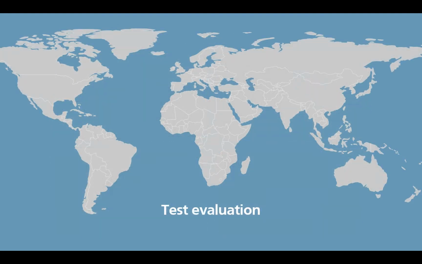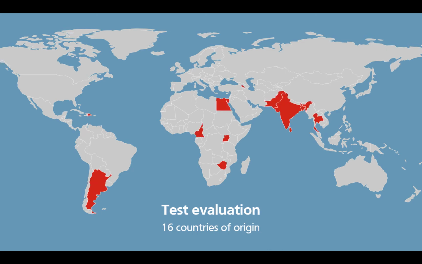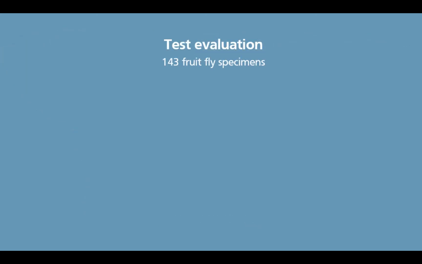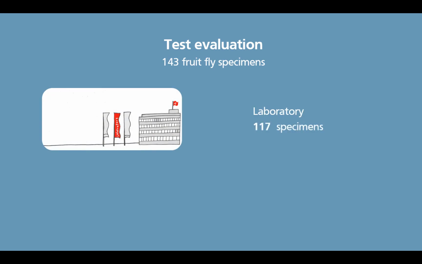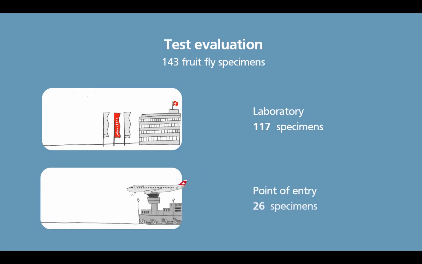During the evaluation of the developed LAMP assay, a total of 143 fruit flies from 16 different countries of origin were tested. Of 143 analyses performed, 117 were conducted under laboratory conditions in a reference laboratory, and 26 specimens were analyzed under on-site conditions directly at a Swiss point of entry by plant health inspectors.